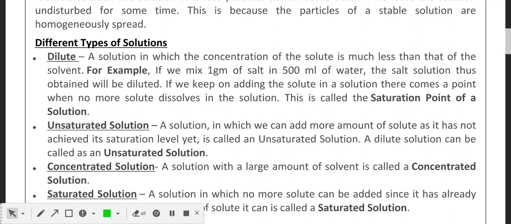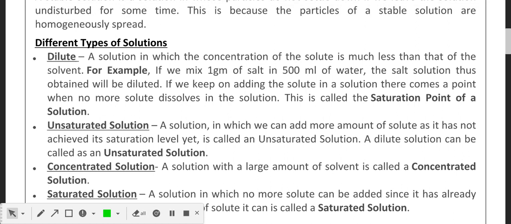For example, if we mix 1 gram of salt in 500 ml of water, so what will happen? This what we call as salt solution, but we can also call it as dilute solution, right? If we keep on adding the solute in a solution, there comes a point where no more solute can be dissolved. For example, let's take one more example from our day-to-day life.